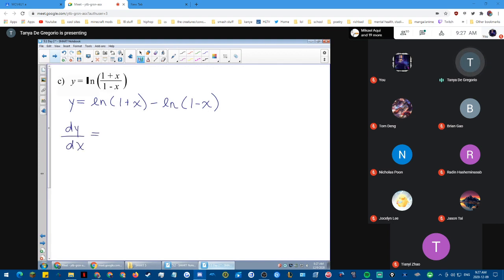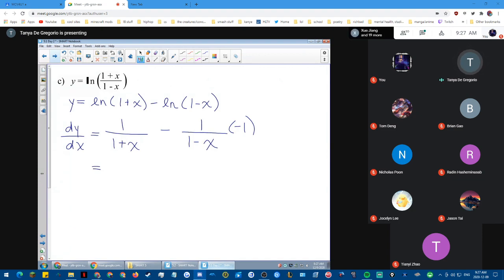So for the derivative of ln of 1 plus x, does anyone want to try? Anyone at home want to try? 1 over 1 plus x. Good. And then times 1, because the derivative of x is 1, but you don't have to show it. And then minus 1 over, the same here now, right? And now the derivative is -1, so you must show it. Because it's going to change your answer.